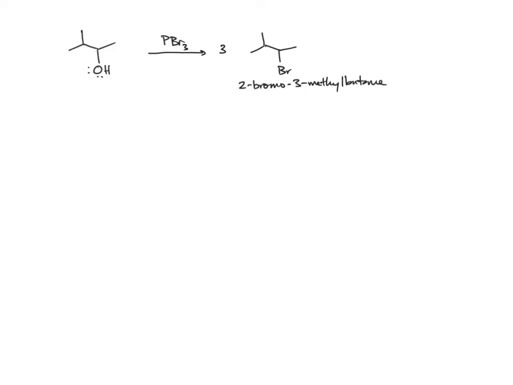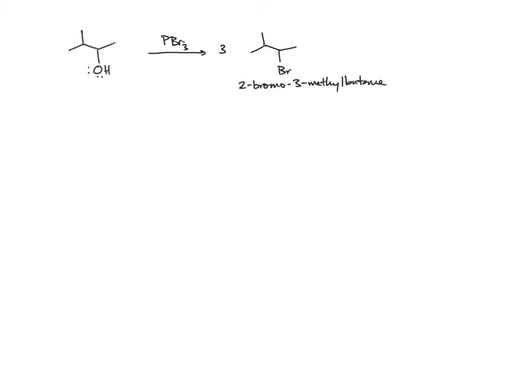So when you're asked to propose a mechanism of how something changes, you can see that you have to break this bond, the CO bond. You have to break that, and you have to form a CBr bond. So there's no carbocation shifting or anything like that happening in this reaction. So how do we go about doing that?